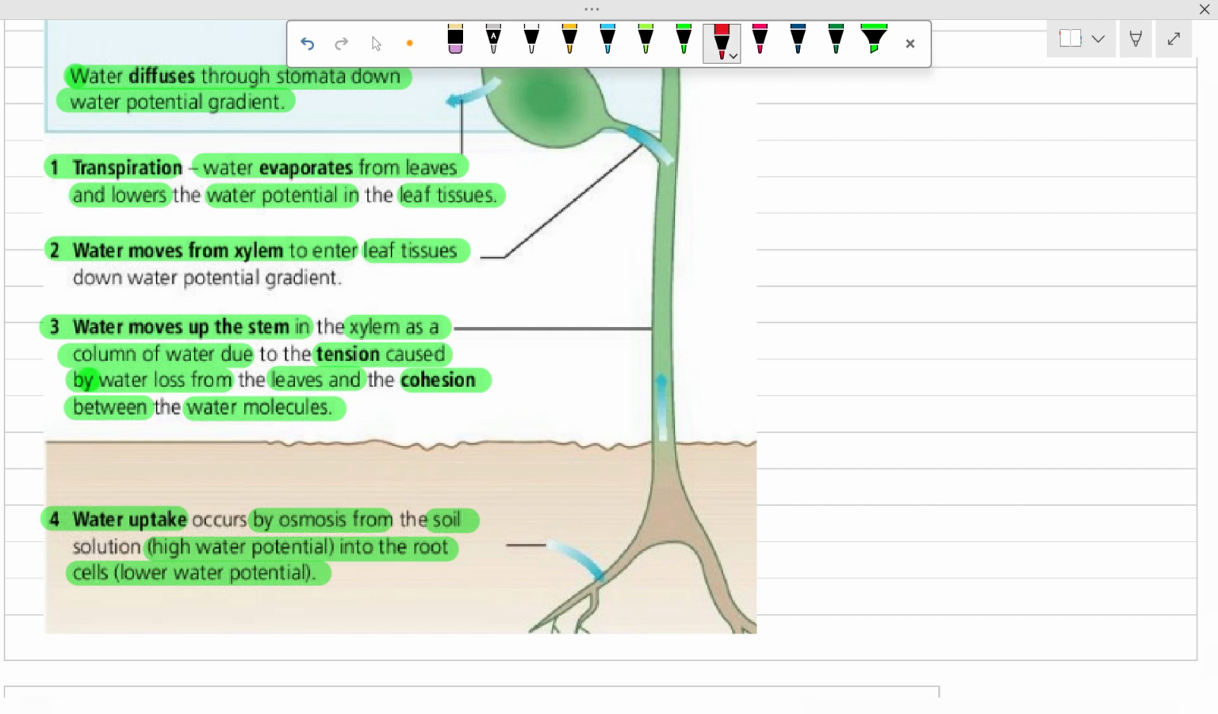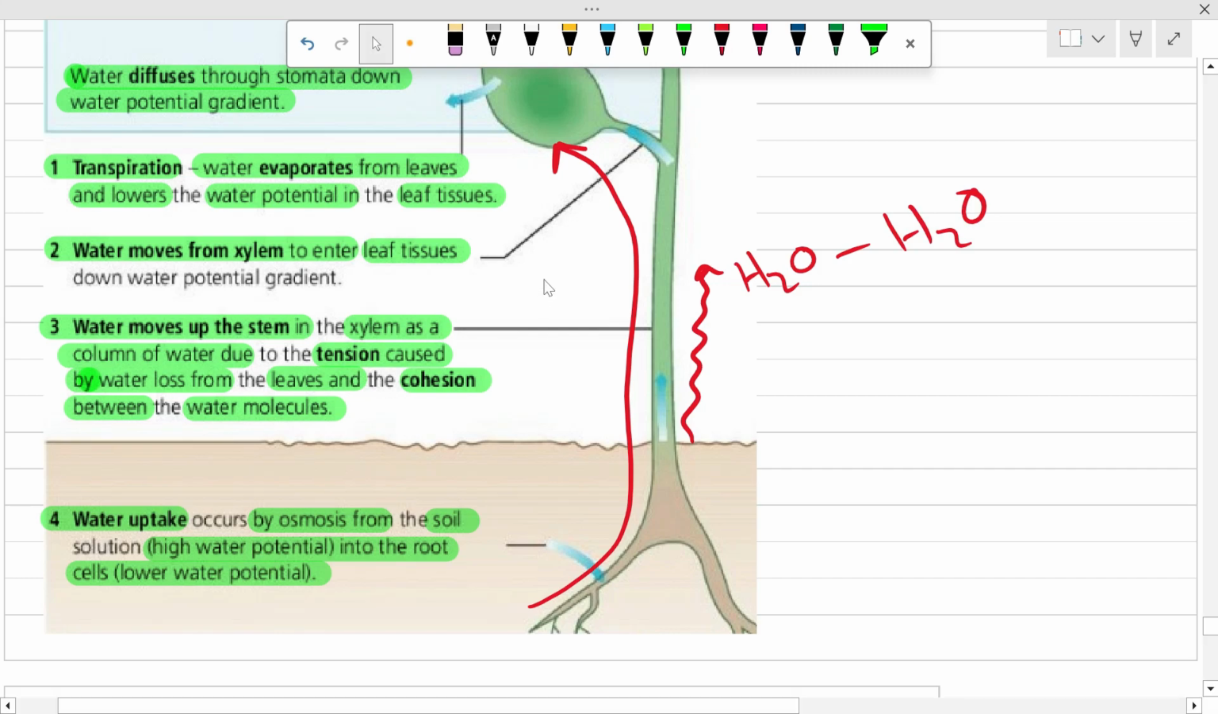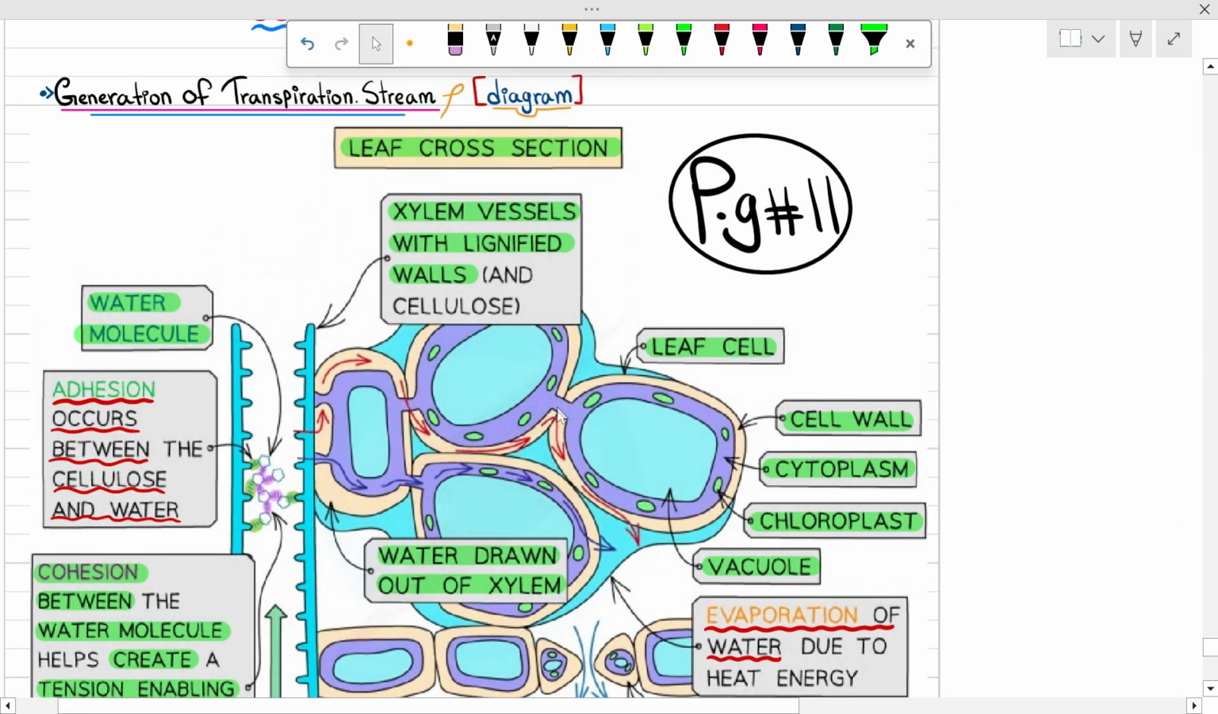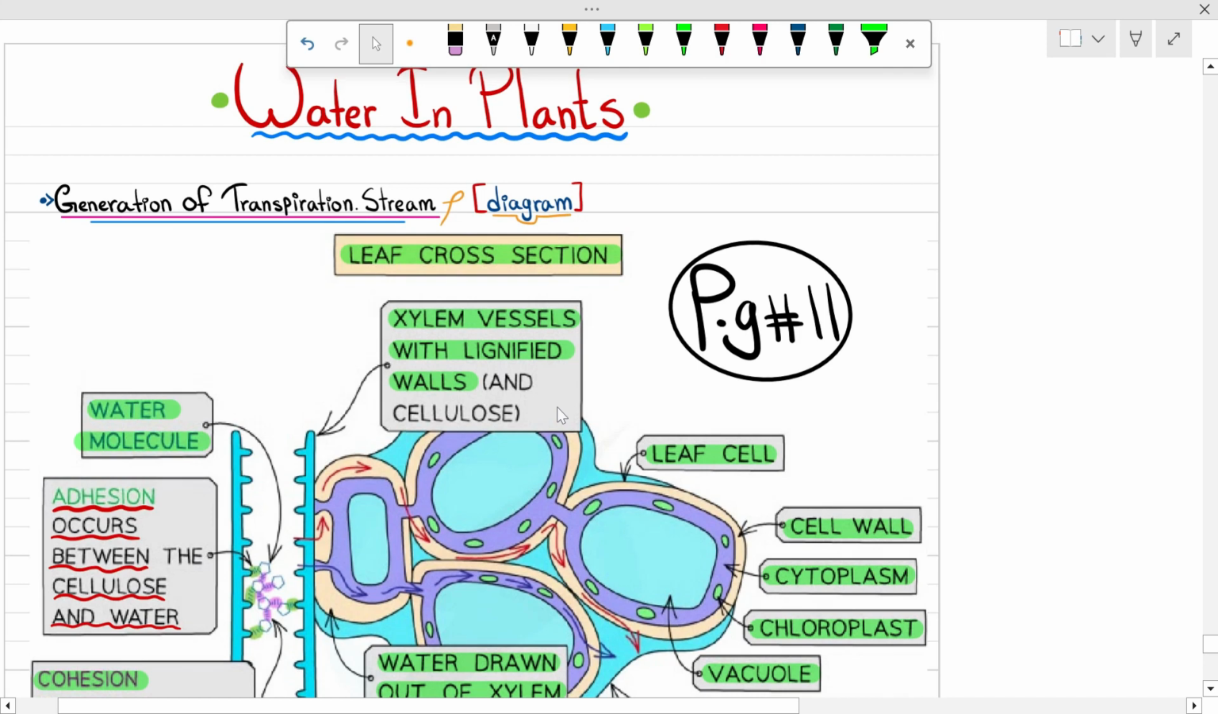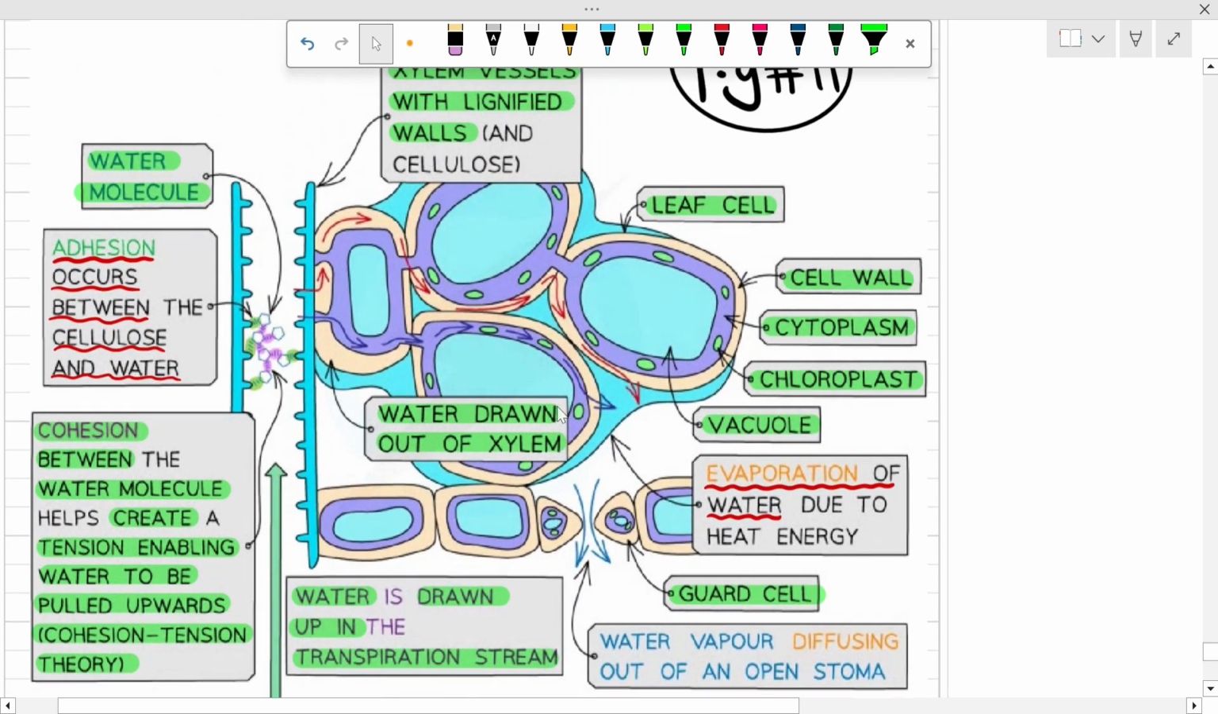This is a quick illustration. We have the roots. Water moves from the roots to the stems into the leaves via transpiration stream using cohesive forces to attract H2O to each other. This is the generation of the transpiration stream.